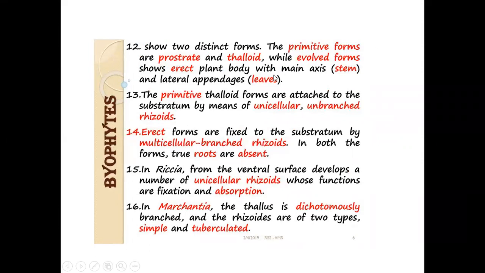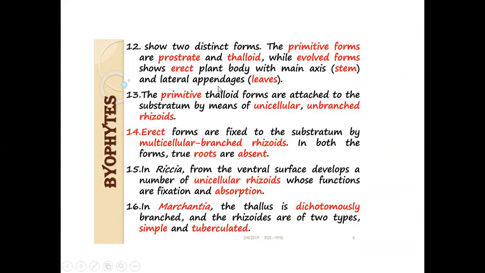The plant body, or the thallus. We can see the primitive forms, the first formed bryophytes, are prostrate and thalloid. Prostrate means they just grow on the surface of the substratum, growing sideways along it. That we call prostrate. And thalloid means just a mass of tissue. It does not have any stem or root, just a thalloid body.